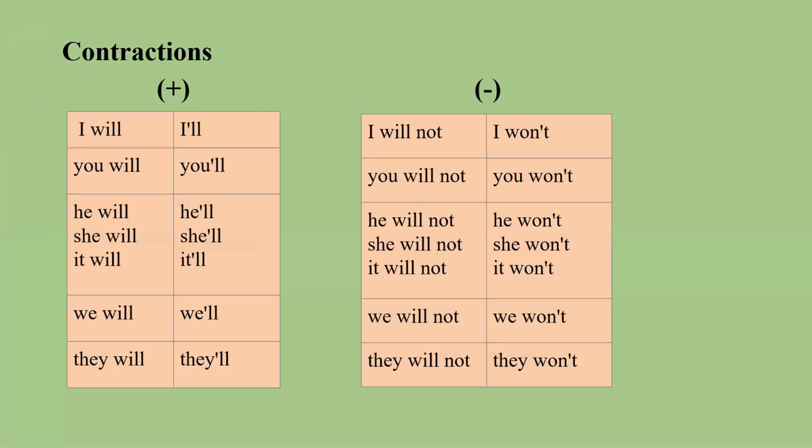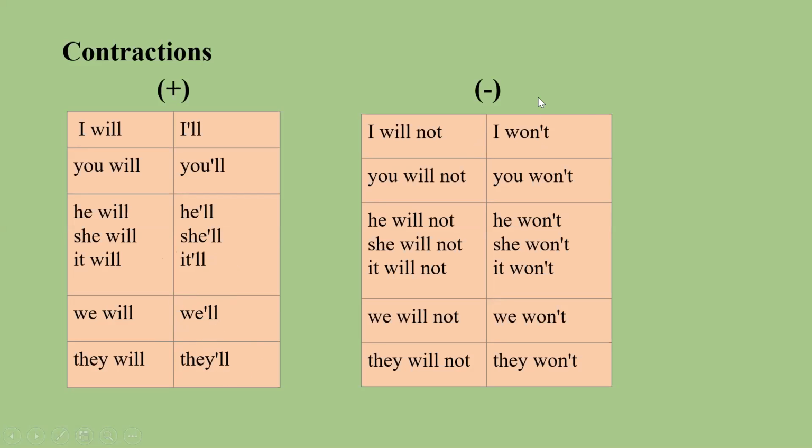Here we have the contractions again. I will, I say I'll. You will, how do you say this, guys? You'll. He will, he'll. She will, she'll. It will, it'll. We say it'll. Very good. We will, we'll. They will, they'll.